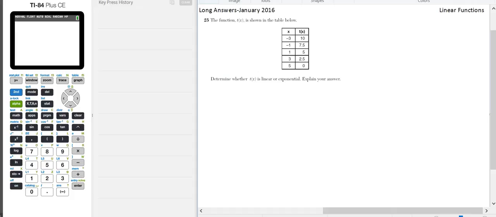Linear models, linear functions, always have a constant rate of change between consecutive points. For example, say we have a graph and we have points. The slope between each of these points is going to be the same thing. The slope between here and here is the same. The slope between here and here is the same. The slope between here and here is the same. An exponential is never like that. Exponential is going to look something like that.